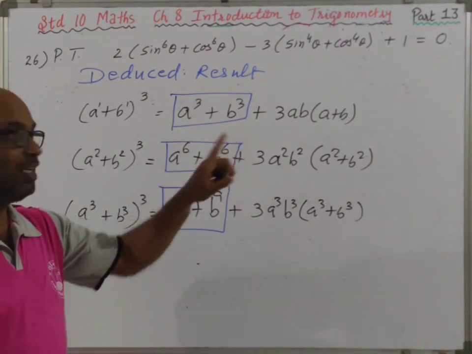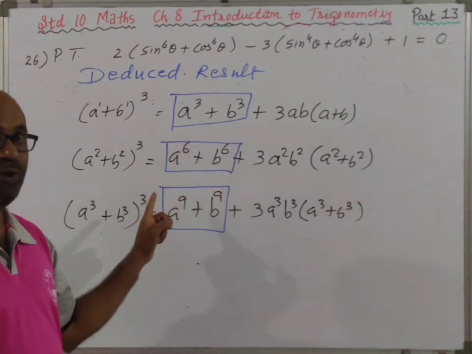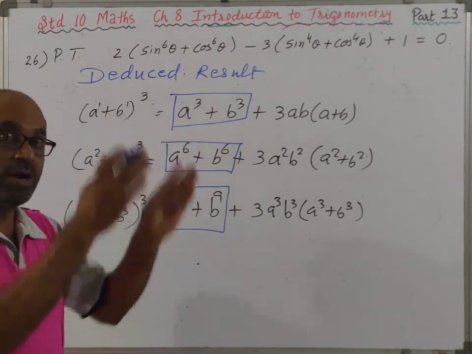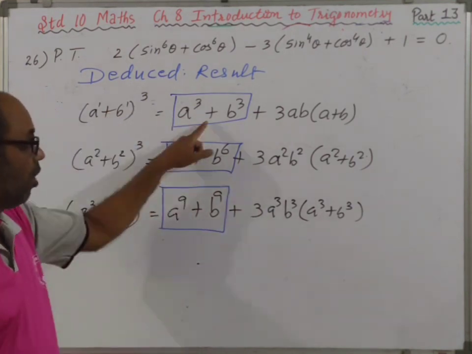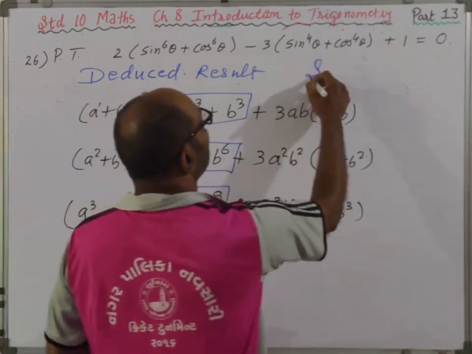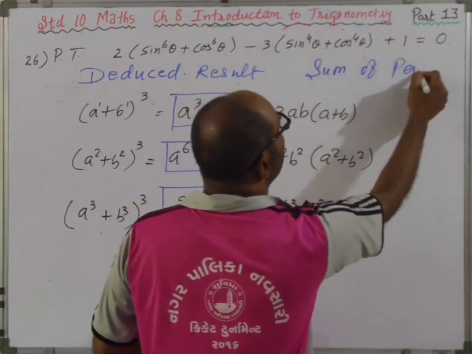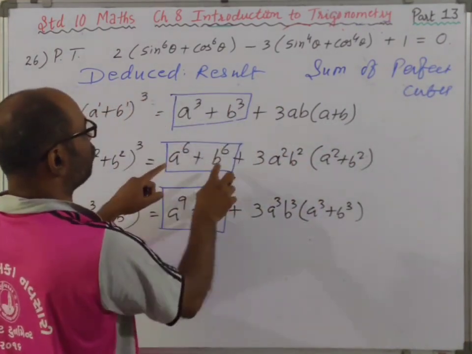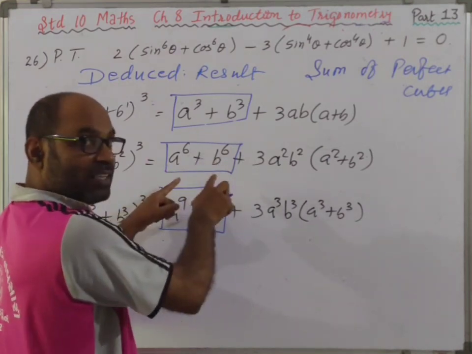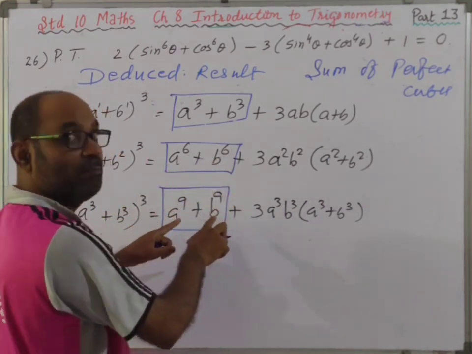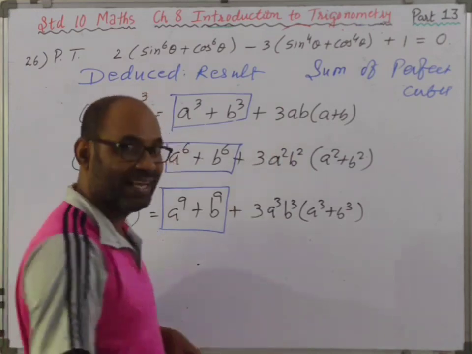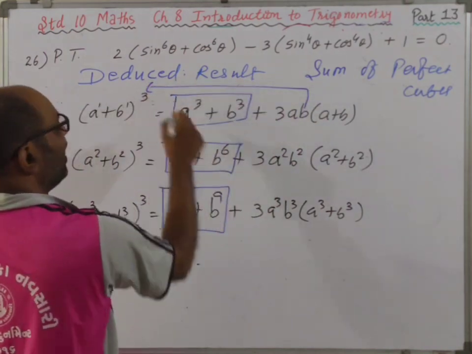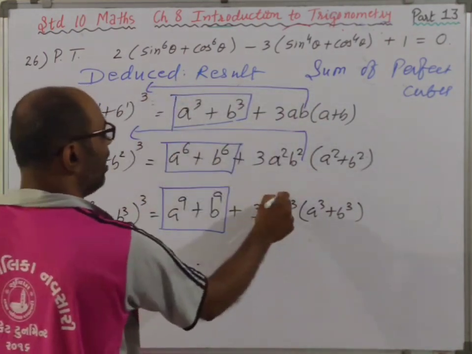Earlier a square plus b square, a raised to 4 plus b raised to 4, a raised to 6 plus b raised to 6, a raised to 8 plus b raised to 8. They were all sum of perfect squares. And these are all sum of perfect cubes. See, a cube, b cube are perfect cubes, a raised to 6, b raised to 6 are perfect cubes. They are also perfect squares. A raised to 9, b raised to 9 are perfect cubes. So we have sum of perfect cubes. So if we make it the subject of the formula, this will go on the other side. This term will go there. All right.